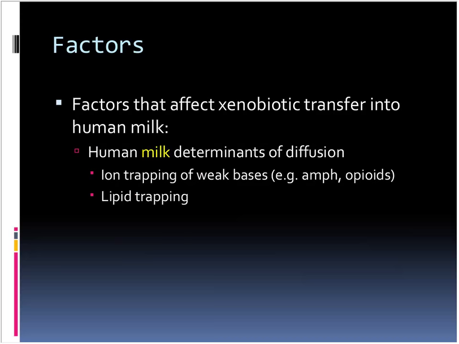The second factor is lipids. Human milk has a lipid content of over 4%, sometimes much higher than that depending on a couple of other factors, whereas serum has a very low lipid concentration, less than 1%. And so something that's lipid soluble, while it's only traveling across by diffusion, can actually get lipid trapped and accumulate in human milk. And so, again, you may see a situation where even though this is diffusion, the concentration in the milk is higher than the concentration in the capillaries, or at least higher than would be predicted.